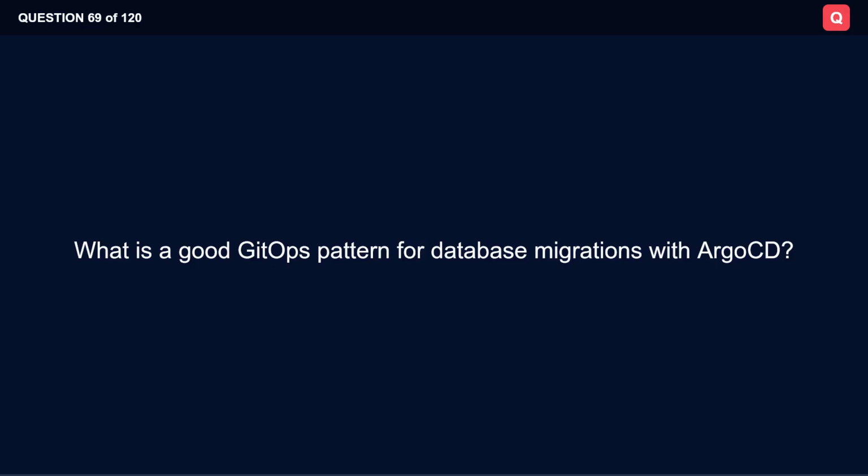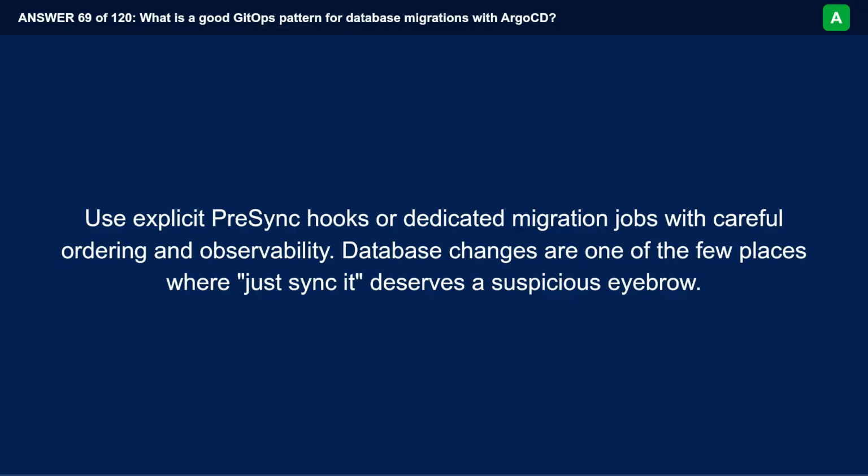What is a good GitOps pattern for database migrations with ArgoCD? Use explicit pre-sync hooks or dedicated migration jobs with careful ordering and observability. Database changes are one of the few places where "just sync it" deserves a suspicious eyebrow.